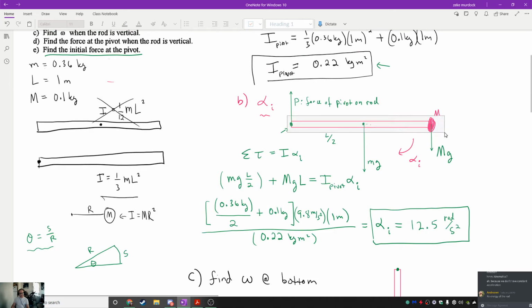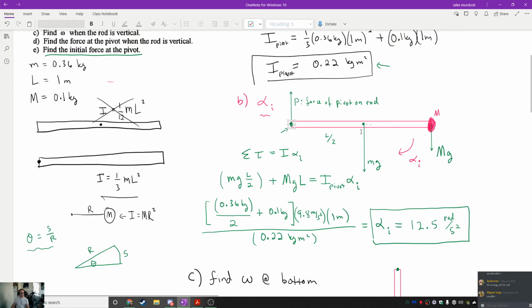This rod starts off and it has all this torque acting on it, right? What happens to those torques as the rod starts to rotate down? Do they get bigger? Do they get smaller? Do they stay the same? Yeah, they get smaller, right? Because the angle between the weight, for example, and the lever arm here starts off at 90 degrees, and as the rod rotates, that angle gets bigger, which means that the sine gets smaller.